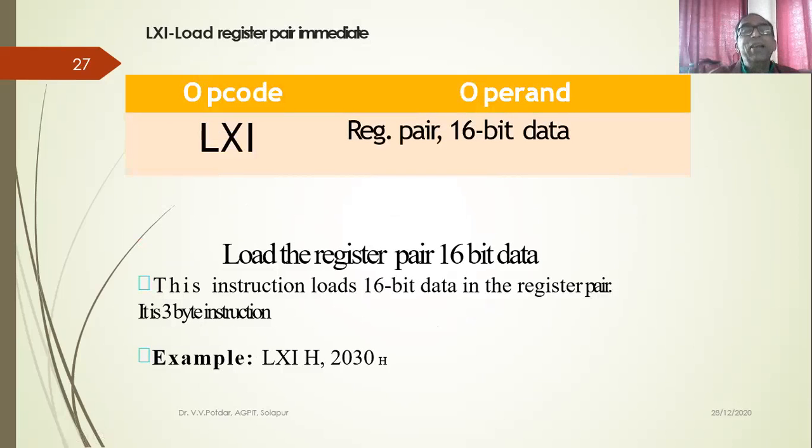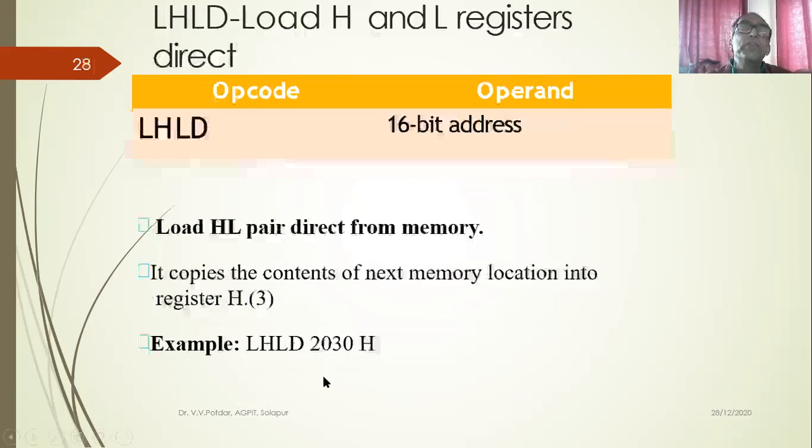Then LXI, load register pair immediate. The operand is a register pair and 16-bit data. This instruction loads 16-bit data in the register pair. It is a 3-byte instruction. Example is LXI H, 2030H.